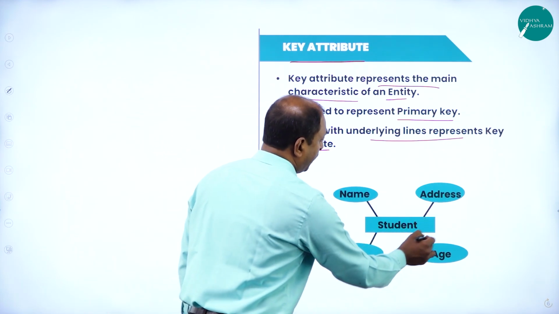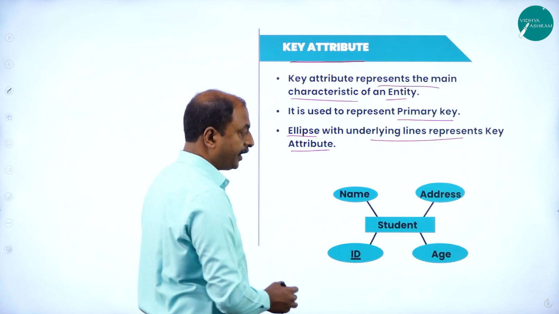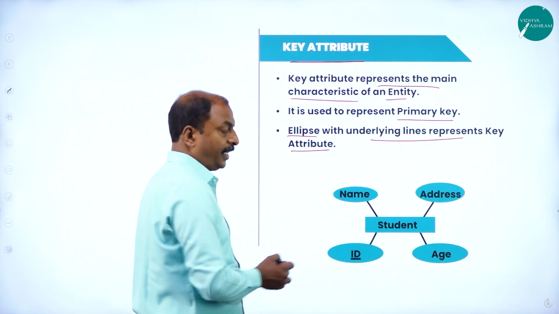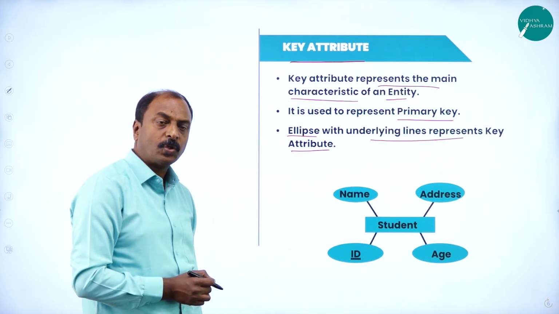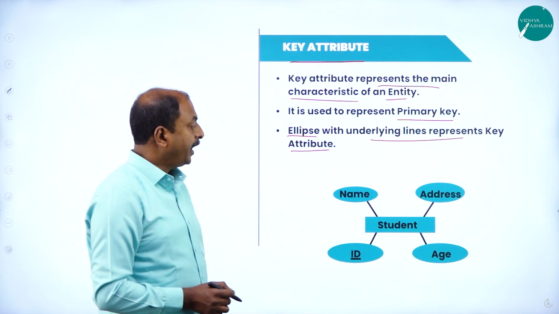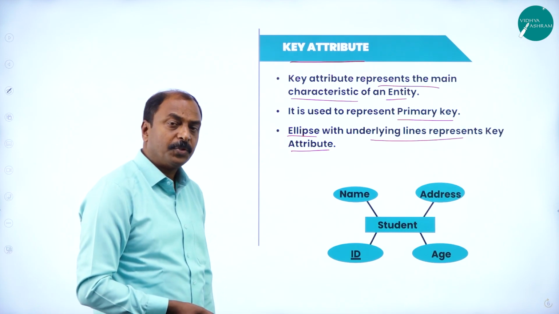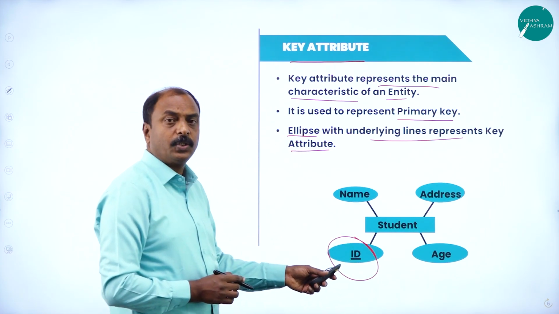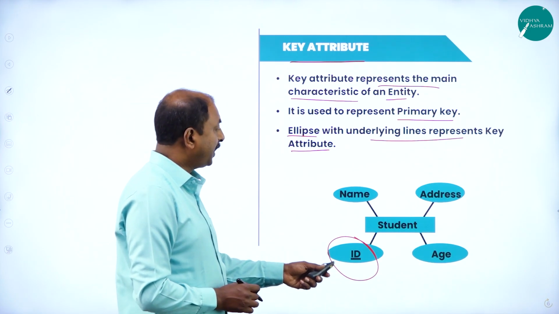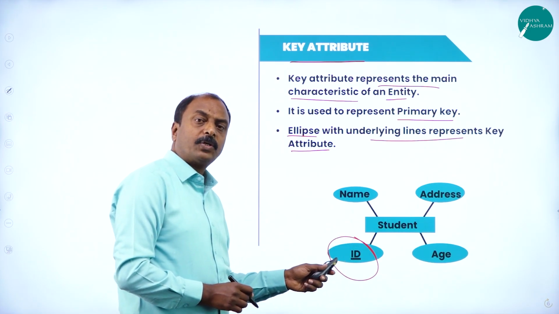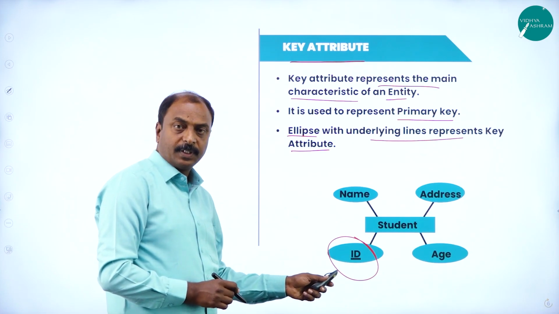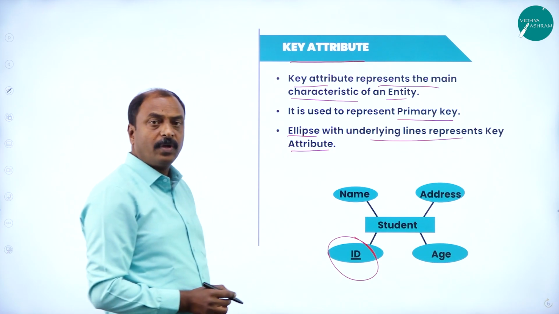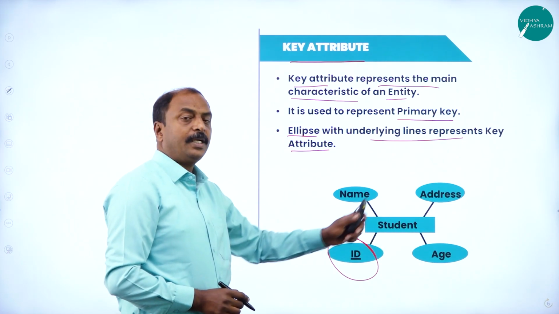Here student is an entity and it has the attributes name, student address, age and ID. And which is the main attribute here? In this example, ID. So student ID is a unique ID. So we are representing student with respect to his ID. So this ID is a key attribute of this entity student.